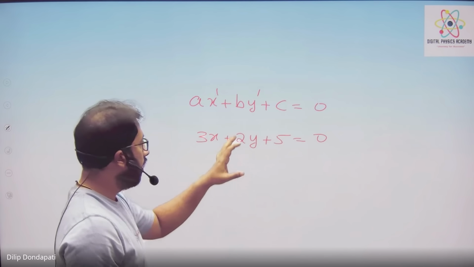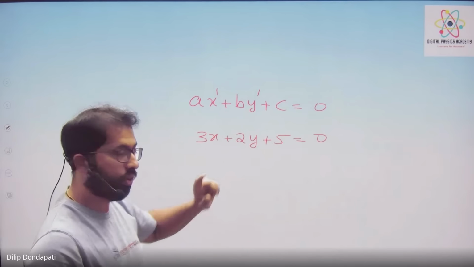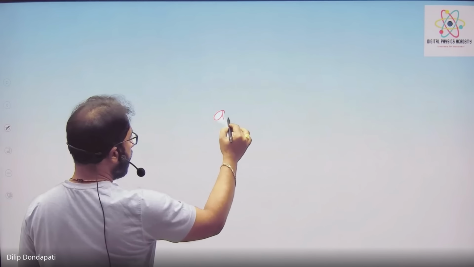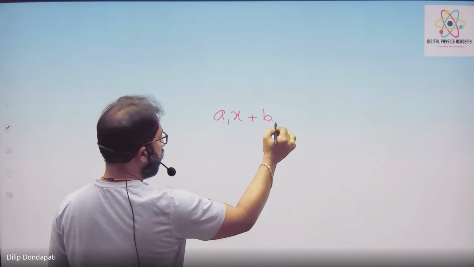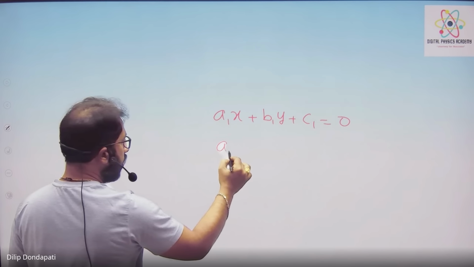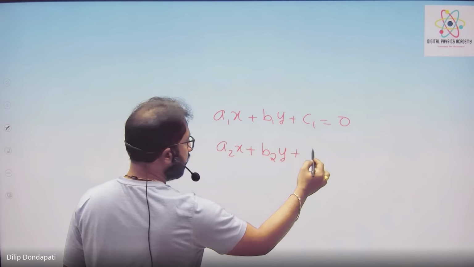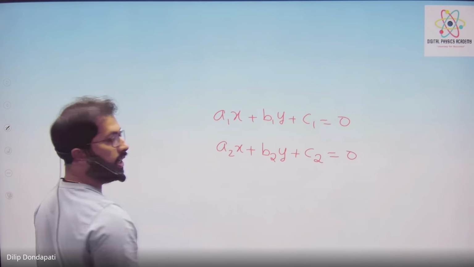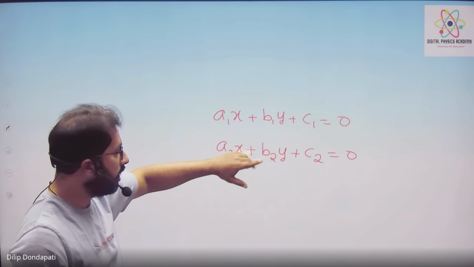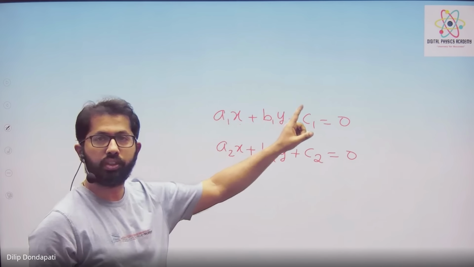Okay. So linear equations in two variables means two equations are there. What are the two equations we learned? A1x plus b1y plus c1 equal 0. This is the first equation. A2x plus b2y plus c2 equal 0. This is the second equation. This is called linear equations in two variables. Only two variables are there. X and y are the two variables. A, B, C are constant numbers.